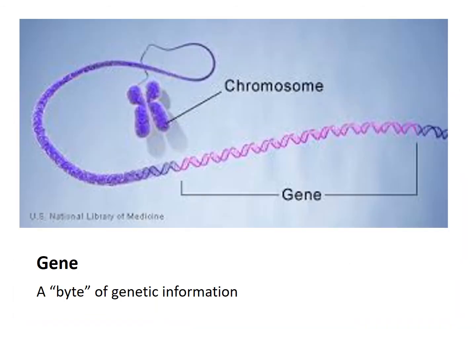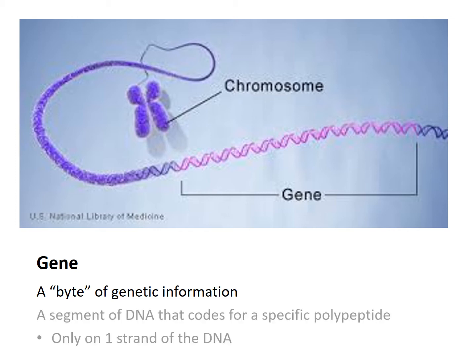Now, I mentioned on the very first introduction slide that nucleic acids are the genetic storage molecules of the cell. Each byte of genetic information is called a gene. So a gene is a sequence of A's, T's, C's, and G's, if we're talking about DNA, that encode one specific polypeptide.